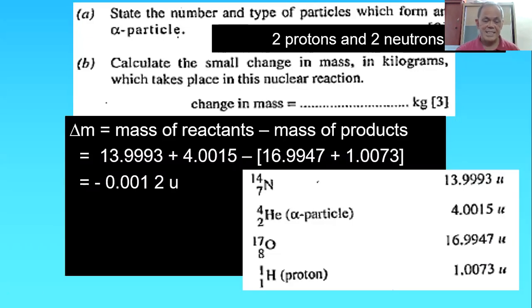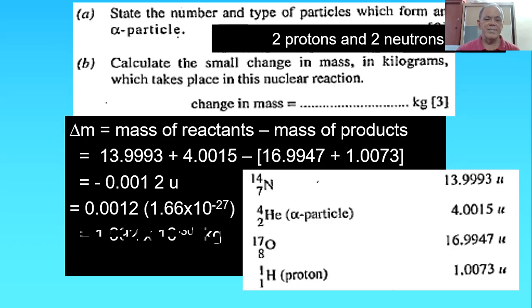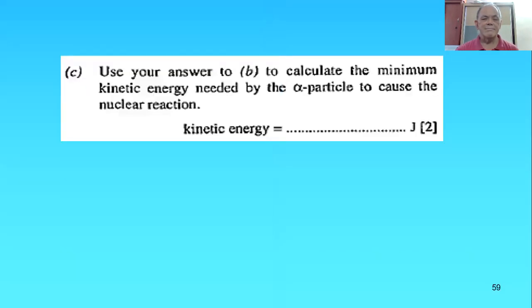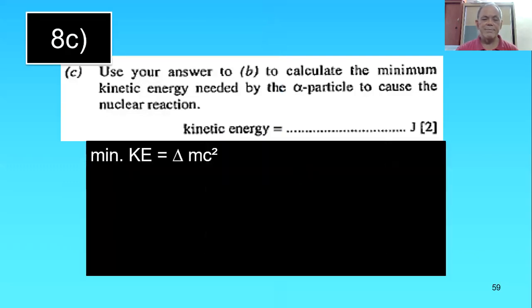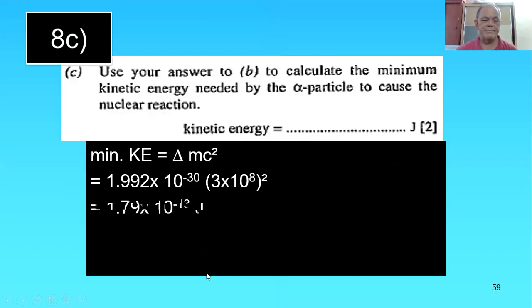We have calculated this earlier in the lecture. Calculate it out, we are not worried about the negative. Negative tells us that it's endothermic. That means the reaction cannot take place unless we give it energy. This one is just to calculate only, so we don't want the negative value. And then the energy released must be released as kinetic energy. Minimum kinetic energy, delta M c squared. That's your mass, delta M. That's your speed of light, squared. That's what we get.